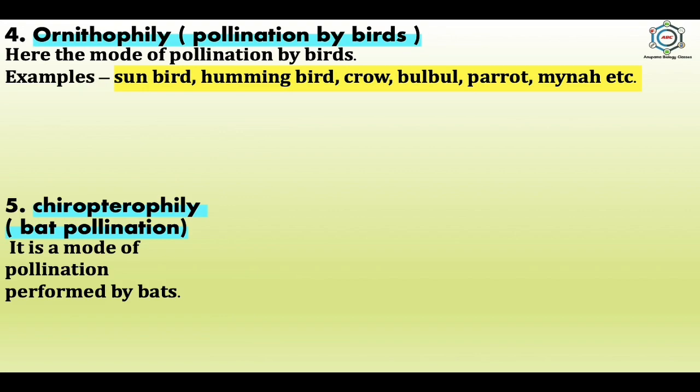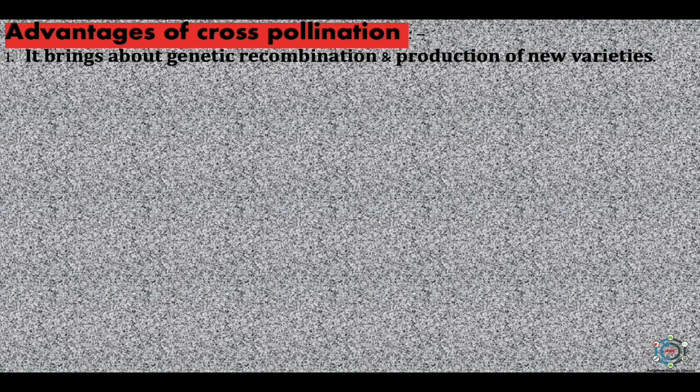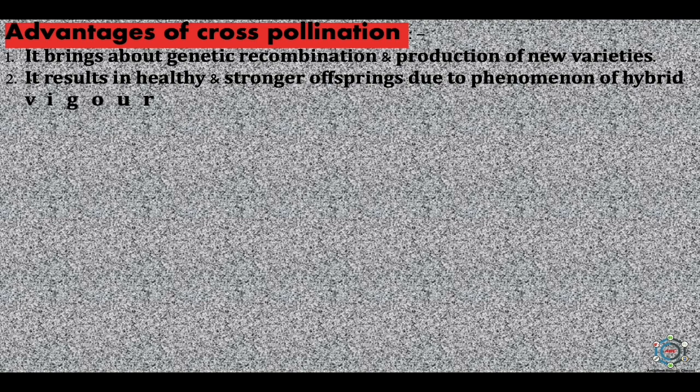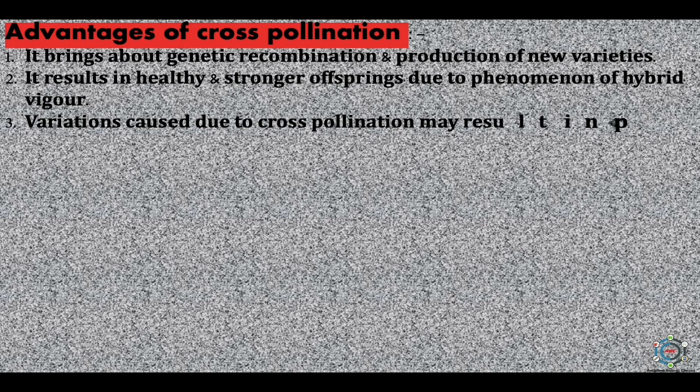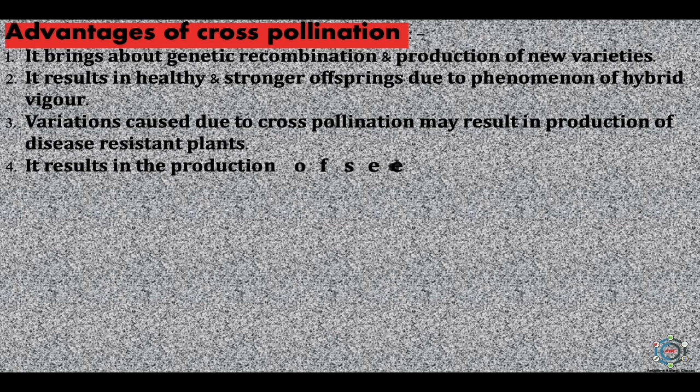Now, the advantages of cross-pollination. In case of cross-pollination, it brings about genetic recombination and production of new varieties. It results in healthy and strong offspring due to the phenomenon of hybrid vigor. Variations caused due to cross-pollination may result in the production of disease-resistant plants. It results in the production of seeds in self-sterile plants.